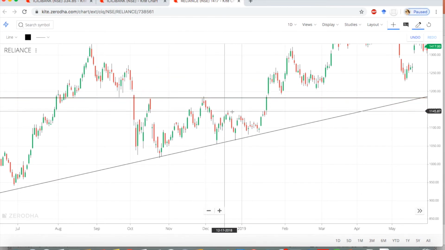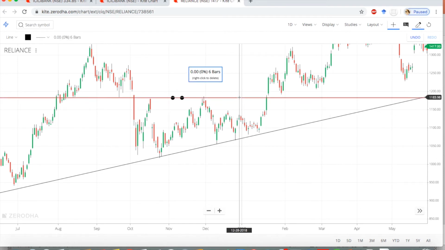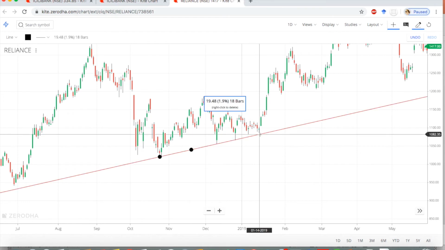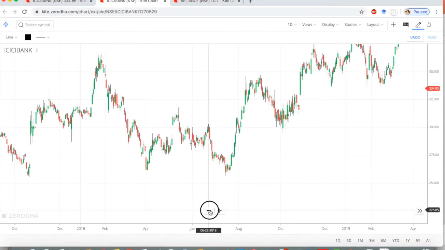So with the help of support and resistance lines, horizontal as well as trend, you can identify a trend in a stock and make an entry. In this chart I will make an entry when it takes support at this trend line. Again, we will see another stock.